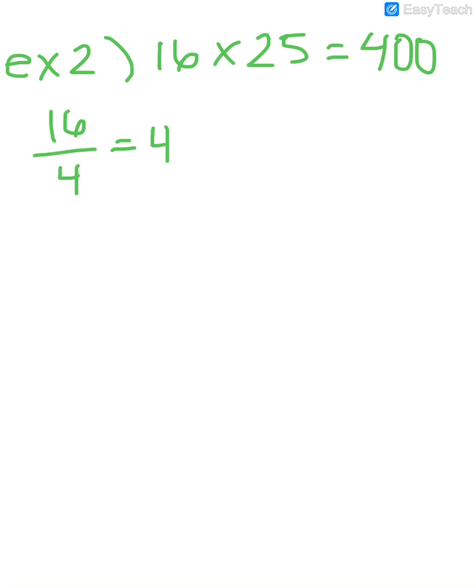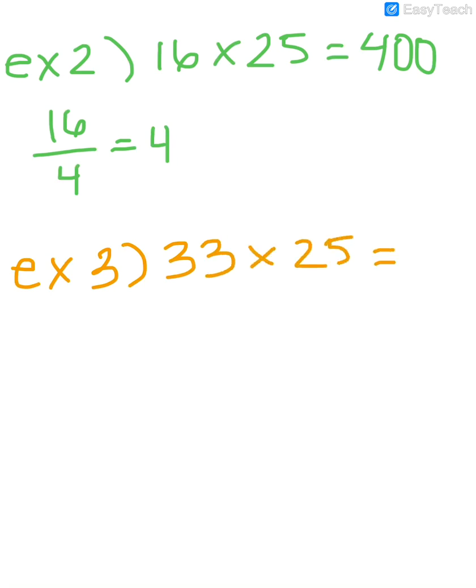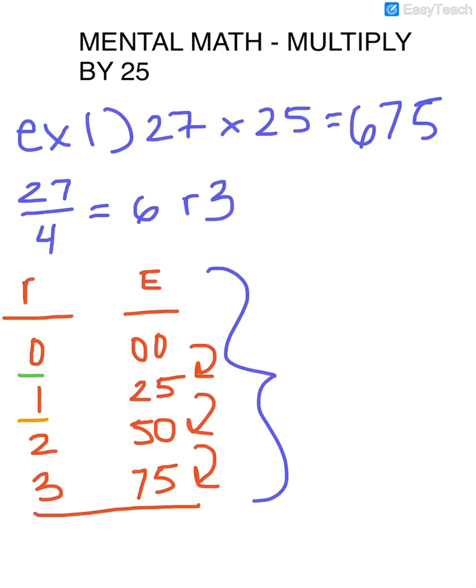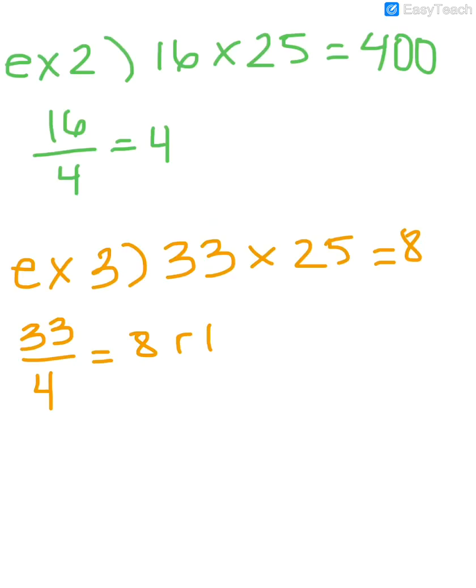So just like this, it's super simple, but I will do one last example. I'm going to go ahead and do 33 times 25. And of course, please pause the video here and try to solve it yourself. So 33 divided by 4 is our first step. And we all know that that is 8 with a remainder of 1. So you write 8 here. And from this chart, you know that if something is with a remainder of 1, you're going to put 25 at the end. So our answer is 825.